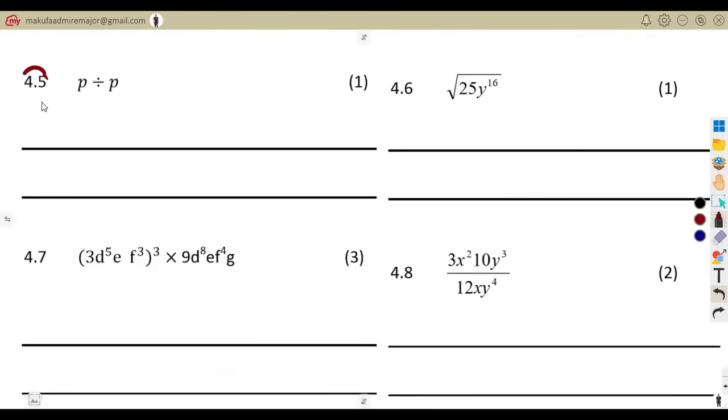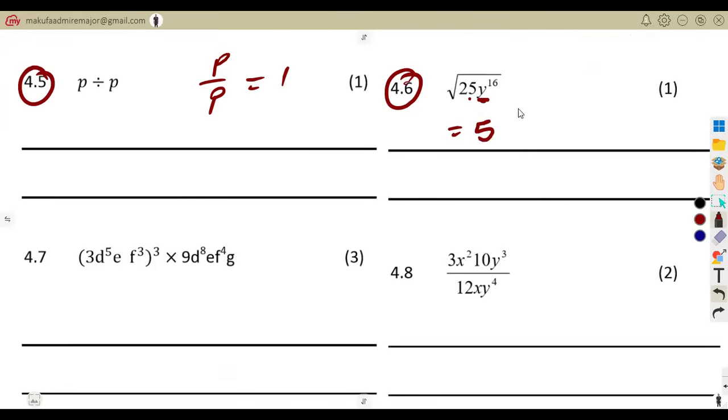On 4.5, you're given p divided by p. A p over a p, that's a 1. It's just like 2 over 2. It is a 1. If a number is divided by the same number, it is going to give us a 1. All right, 4.6, the square root of 25. We know this one, it is 5.